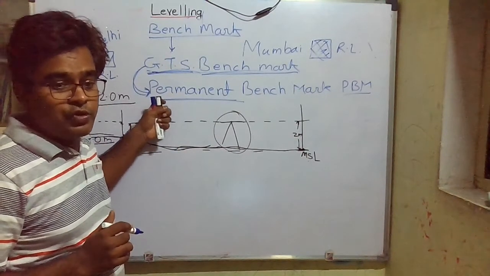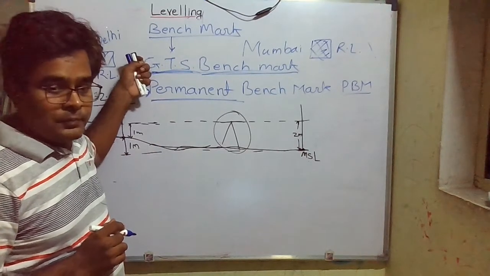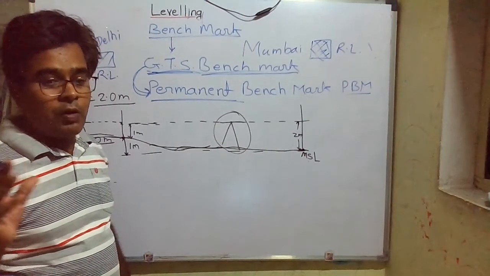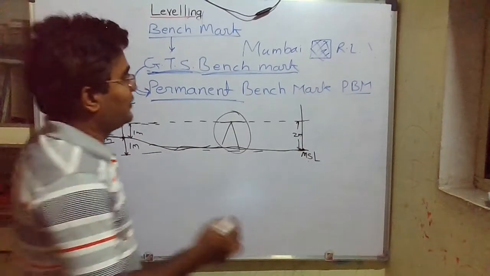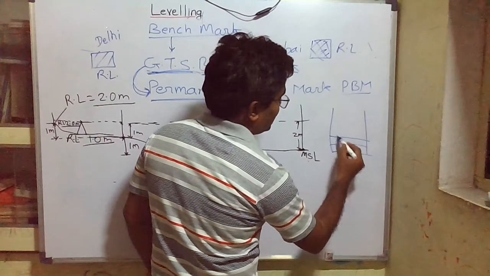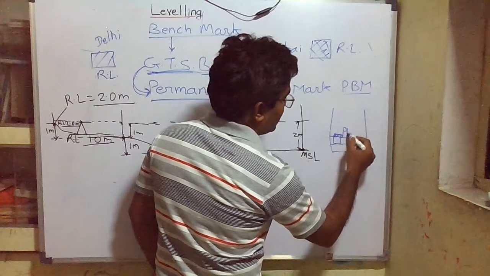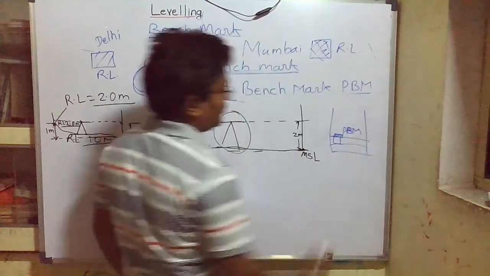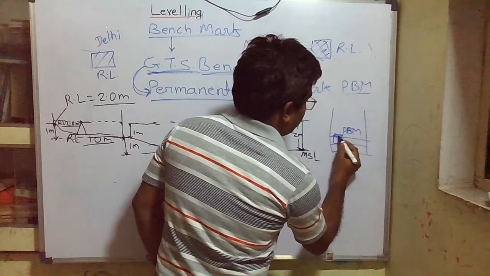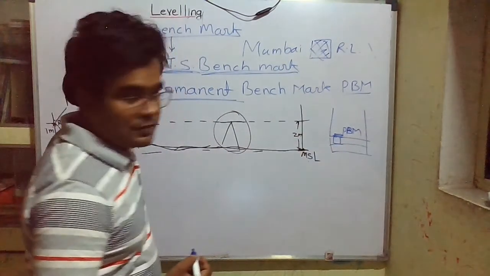Okay, so every time you need not go to the GTS benchmark. Various departments, such as, for example, the PWD department, have marked a permanent benchmark for themselves. They have some office building, and at some plinth level of their office they have marked some point as a permanent benchmark. The RL of this benchmark they have fixed from the GTS benchmark.